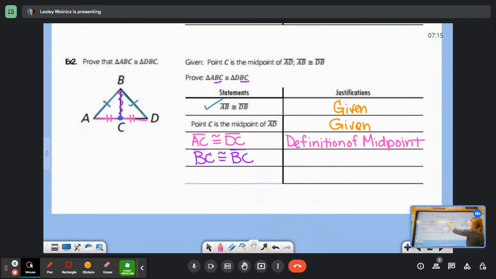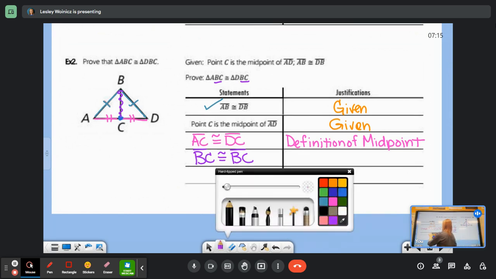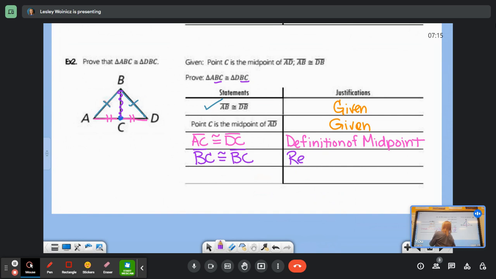These two, the BCs, go in the same order, so we're cool. So we're going to use the reflexive property of congruence again. Reflexive property of congruence.